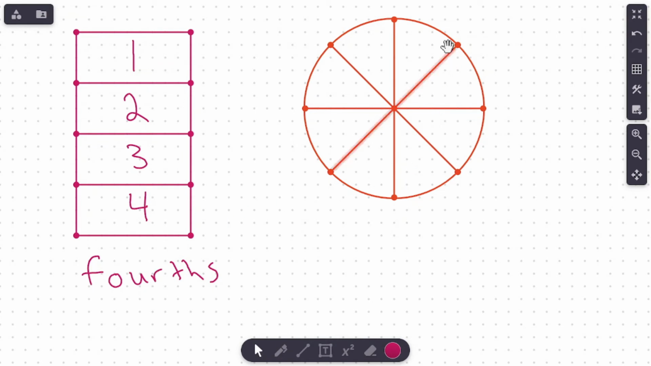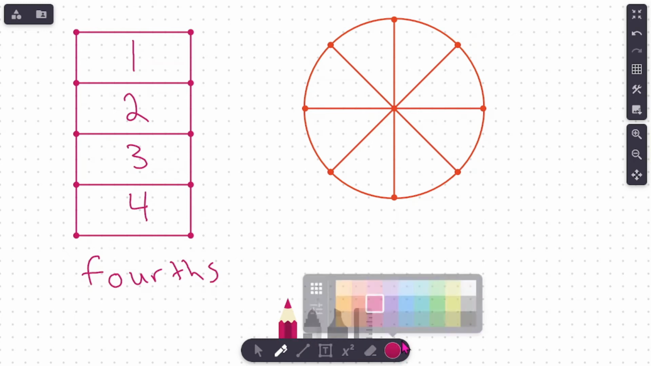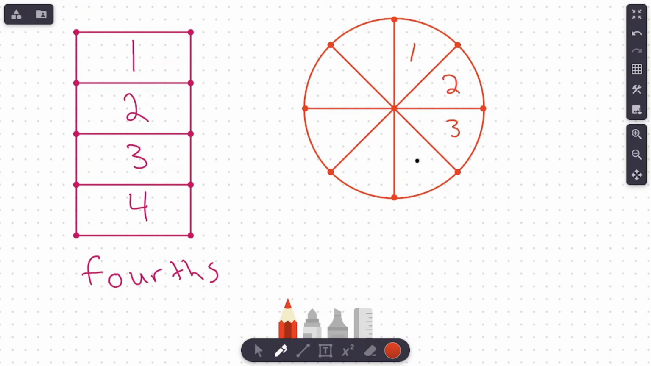Take a look at this circle I have over here. Kind of looks like an orange to me. Made an orange circle. All right. How many sections, equal sections, do you see in this figure? Let's count and see. 1, 2, 3, 4, 5, 6, 7. How many we got?